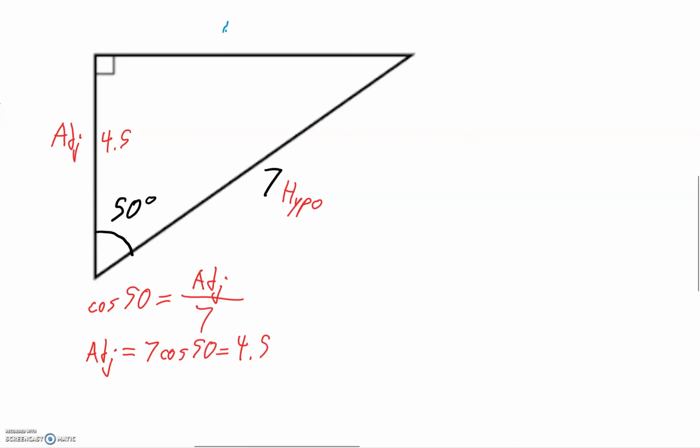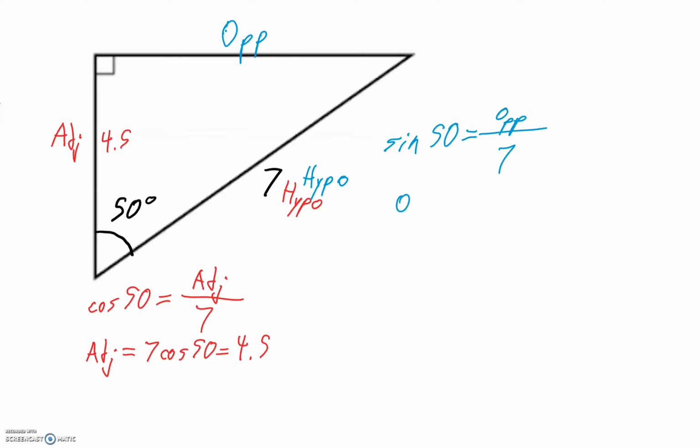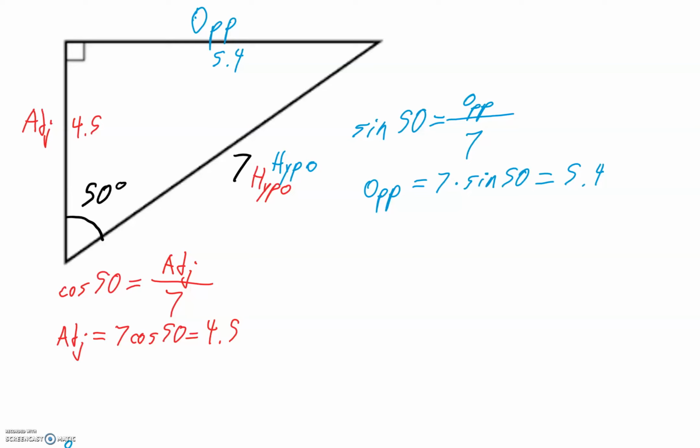Okay, then if I'm solving for this opposite side, this is still my hypotenuse here. So then it would be sine 50 equals opposite over hypotenuse. Then I rearrange it to solve for opposite, so I just times by 7 on both sides. So opposite equals 7 times sine 50. 7 sine 50 in my calculator, so I get 5.4. It rounds to 5.4.